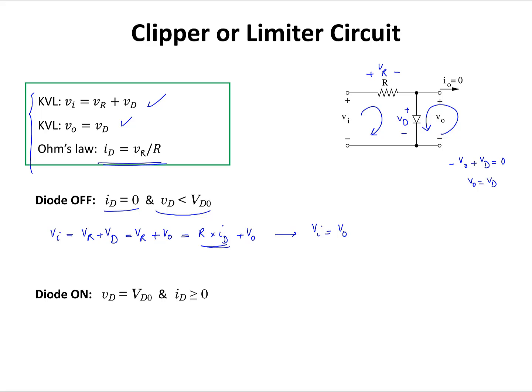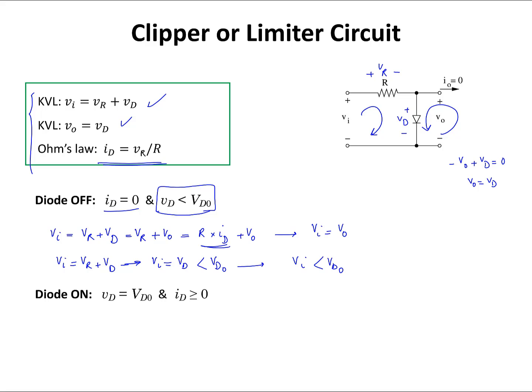And I'm going to use this inequality to find the range of VI for which the diode is going to be off. Again, from the first KVL, I have VI equals VR plus VD, and VR is equal to 0. From there, I have VI equals VD, which is less than VD naught. From there, I get VI is less than VD naught. So for VI values less than VD naught, VI and V out are going to be equal.